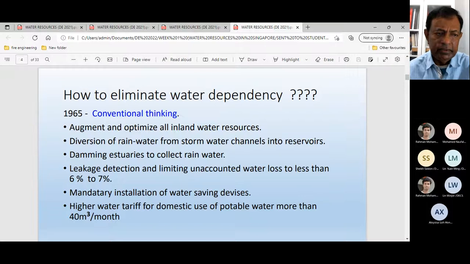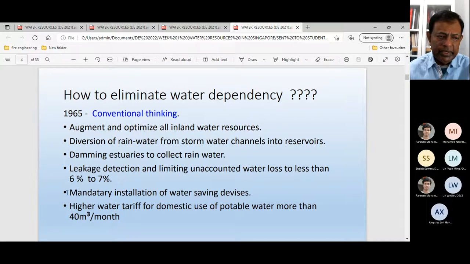Okay, then in addition to these, they were also focusing more on leakage detection and limiting unaccounted water. This was a major effort. They were trying to detect any possibilities of leakage from the main transmission mains, and they were replaced by new pipes, and the leakage was limited to 6 to 7%, which is relatively low leakage loss that PUB is encountering from the distribution piping. So leakage detection and limiting unaccounted water also saved a substantial amount of water for Singapore.